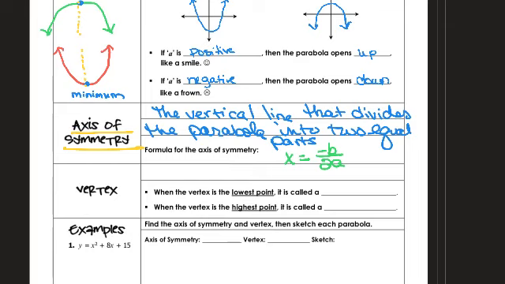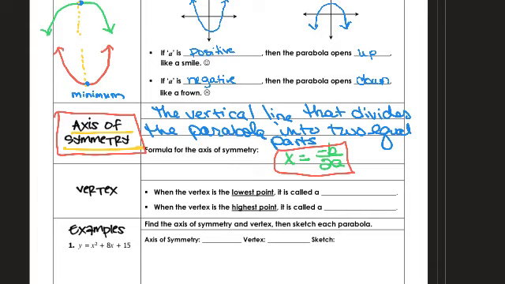Negative b over 2a, that is the formula for the axis of symmetry, which is not the location of the minimum or the maximum. It is the line, the x value that travels through the center, dividing that parabola into two equal parts.